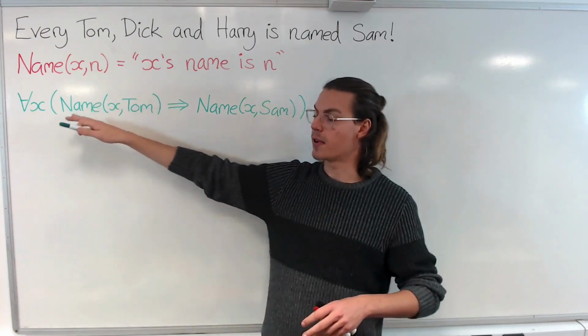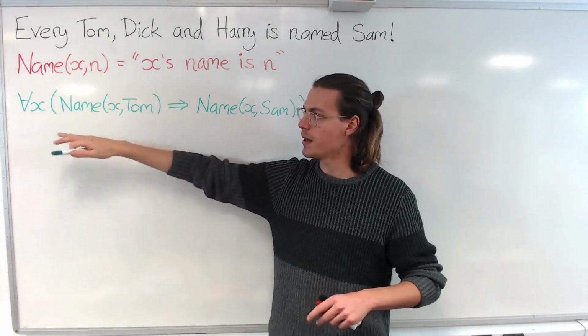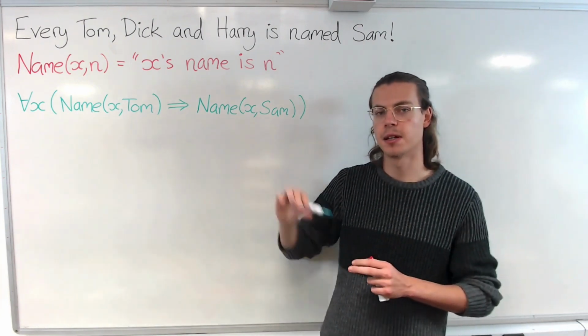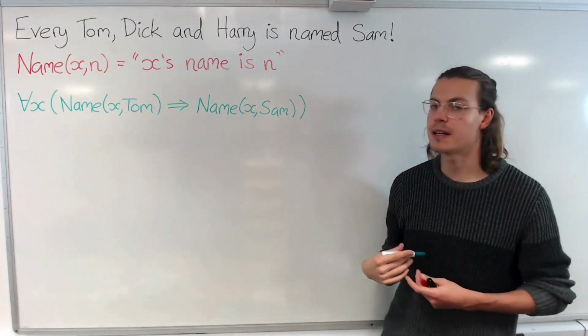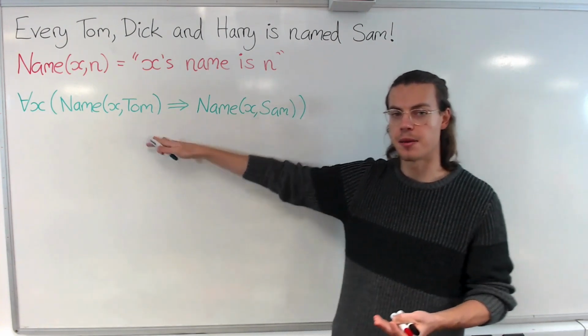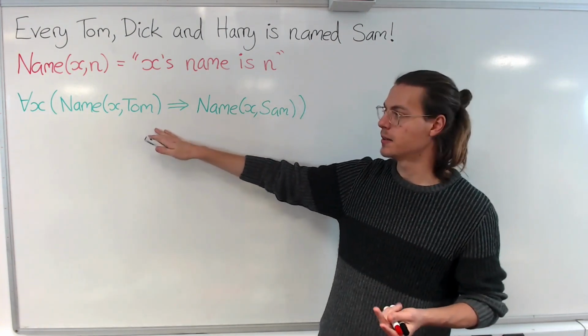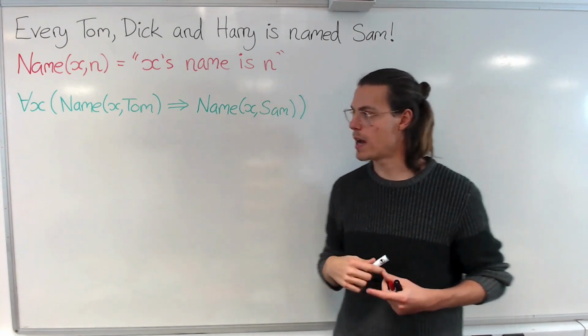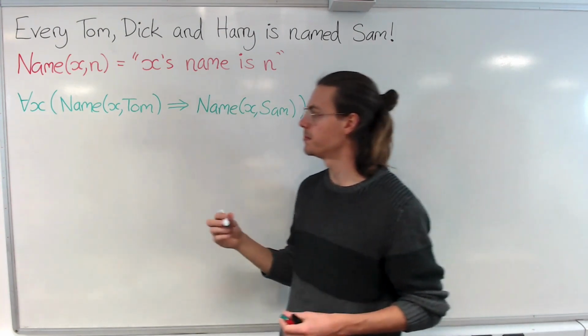Again, this says for any person x, if x's name is Tom, then x's name is Sam, or every Tom is named Sam. We can replace the name Tom here with Dick or Harry to express the statements every Dick is named Sam or every Harry is named Sam.